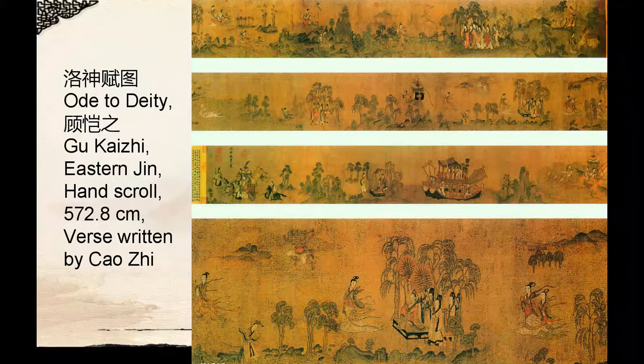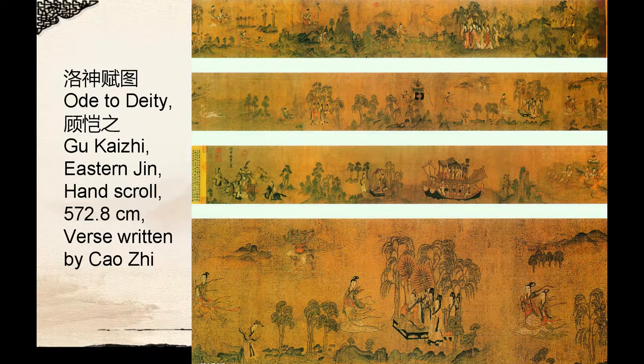Ode to the Deity of the River was painted by Gu Kaizhi of the Eastern Jin Dynasty. It is one of the top 10 paintings handed down from ancient China. The hand scroll is about 570 centimeters in width.